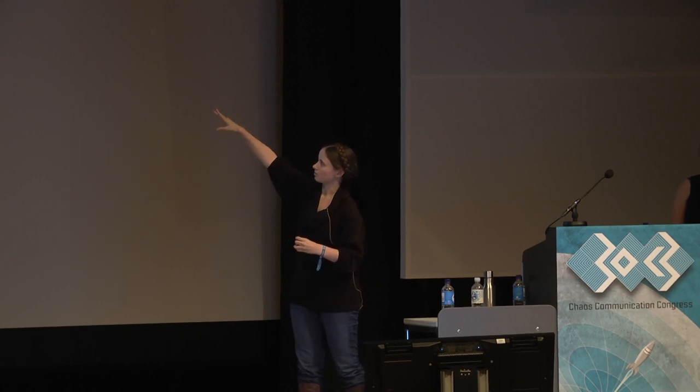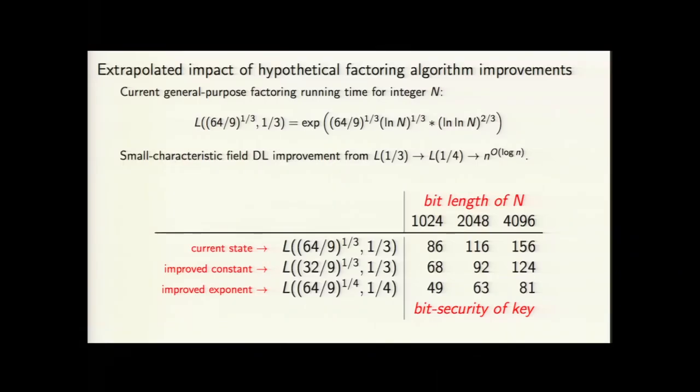Big, gigantic if here. Everything I'm saying is predicated with an if. So the current general purpose factoring running time for some integer is this complicated function, which is sub-exponential in n. That's all you really need to know. The small characteristic field improvement went from L of 1/3 to L of 1/4 to n to the big O of log n. If we took factoring's running time from L of 1/3 to L of 1/4 or something smaller than that, then this would be sort of catastrophic for the security of key sizes.